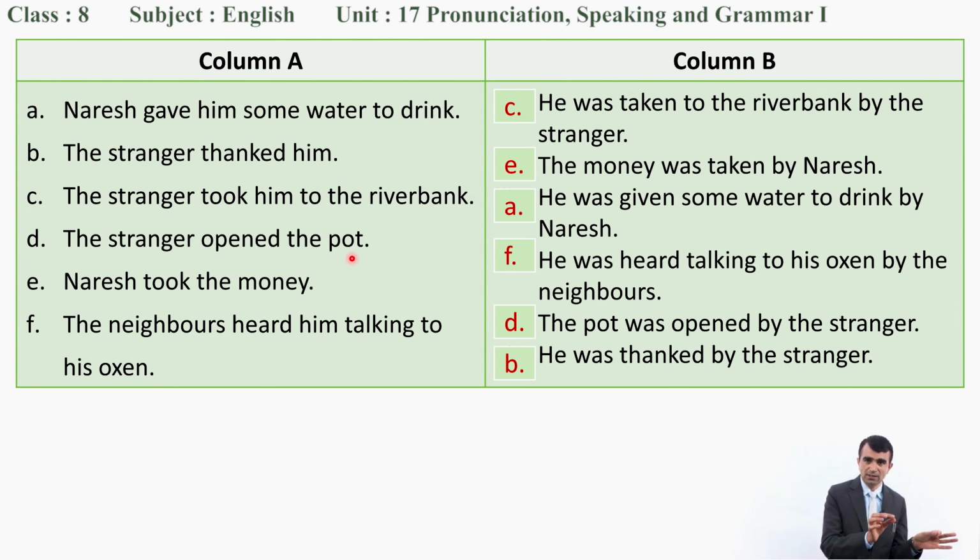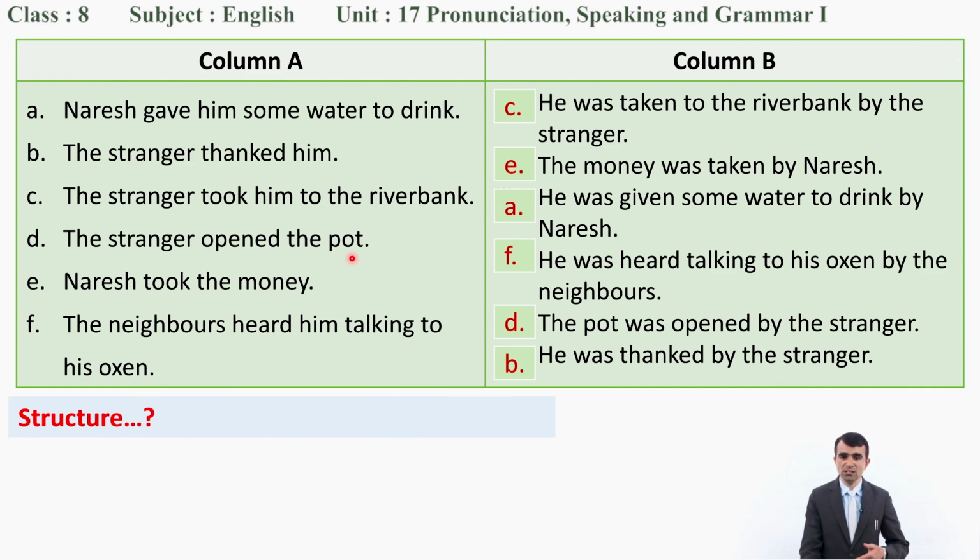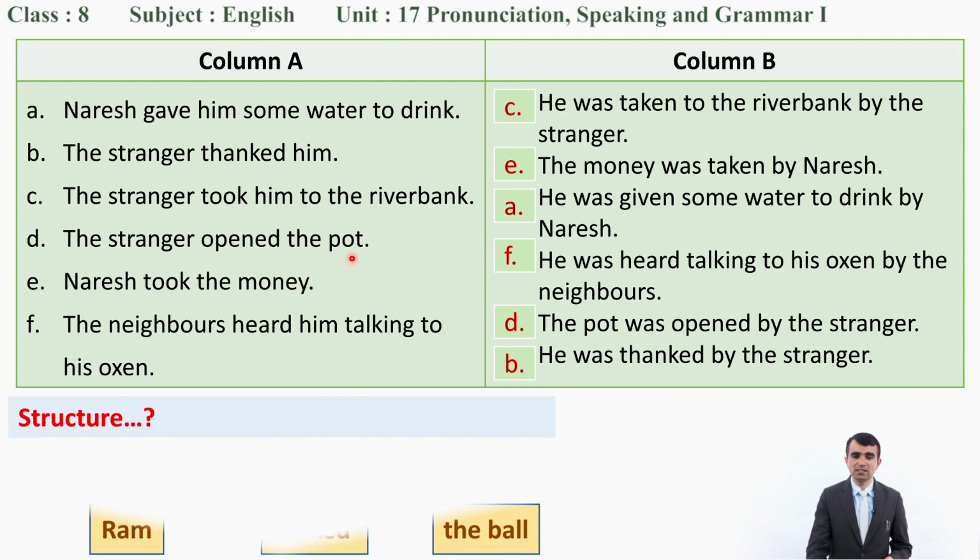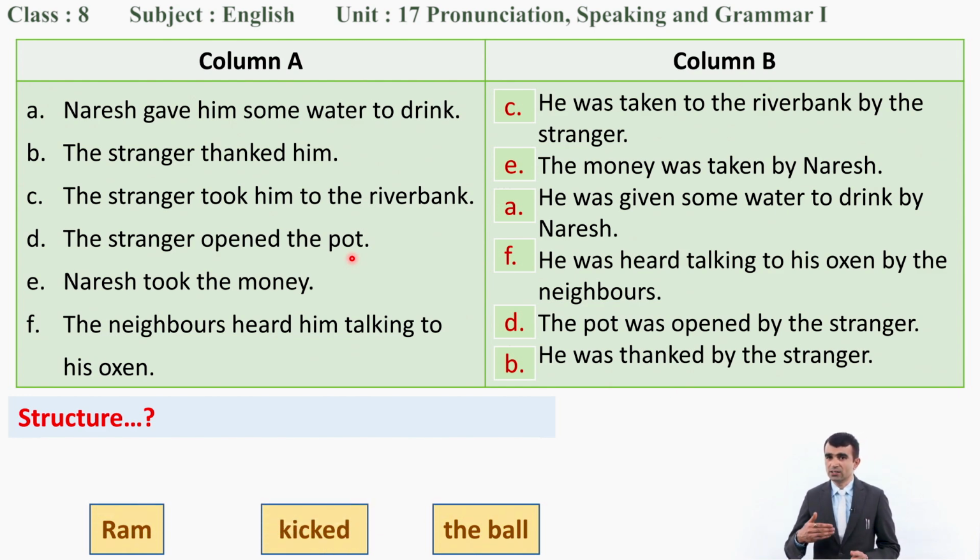The structure of active and the structure of passive? What change in structure is there? Although they are active and passive, both of them mean the same thing. So what is the structure here? Just work out the structure. For example, here: subject, verb, object. Suppose Ram kicked the ball.